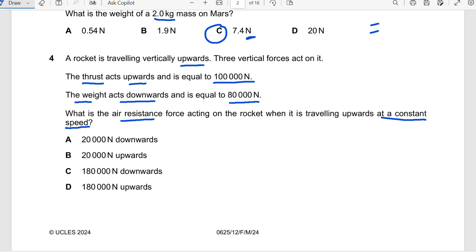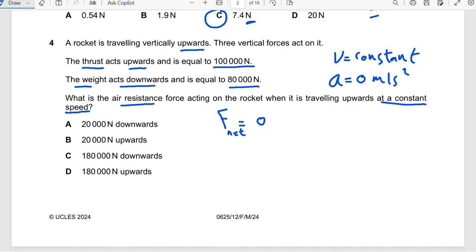When they say at a constant speed, when the speed is constant, this means that acceleration equals 0 meter per second squared, which means that total force or the net force equals 0, right? What is the net force? Net force is the sum of the 3 forces.